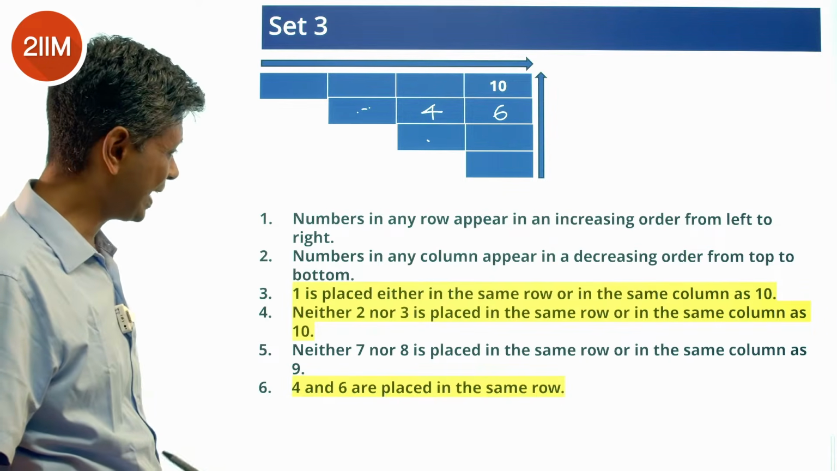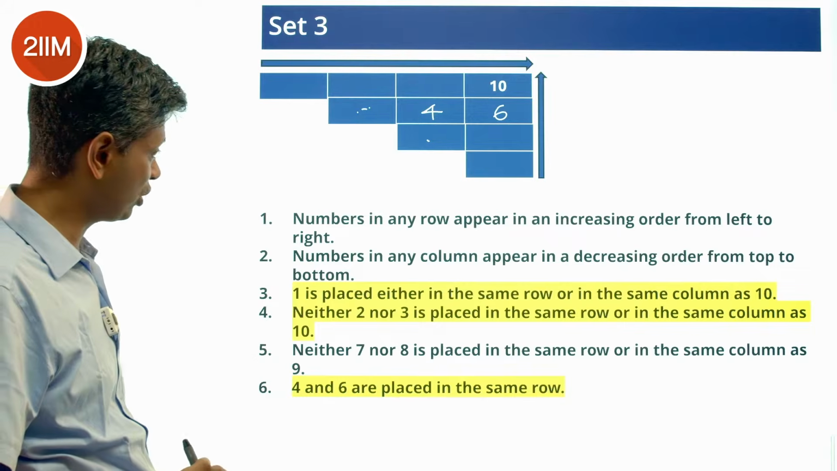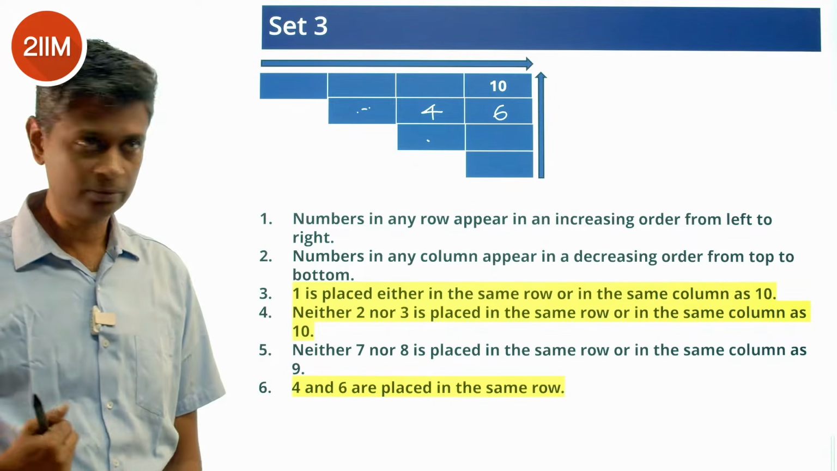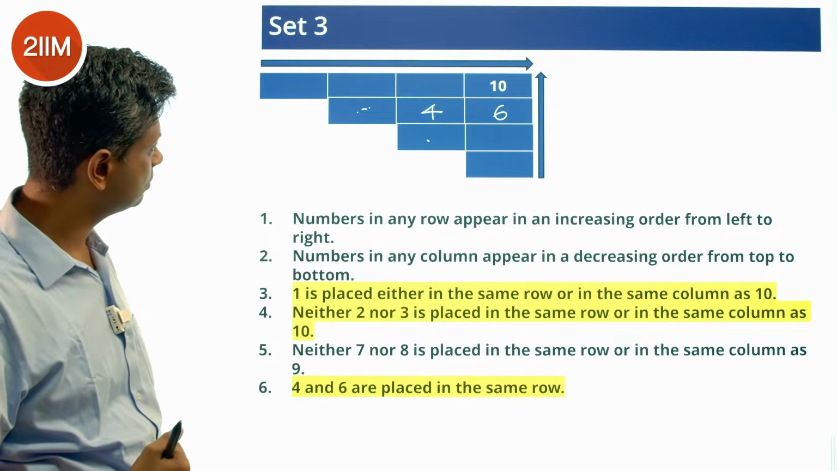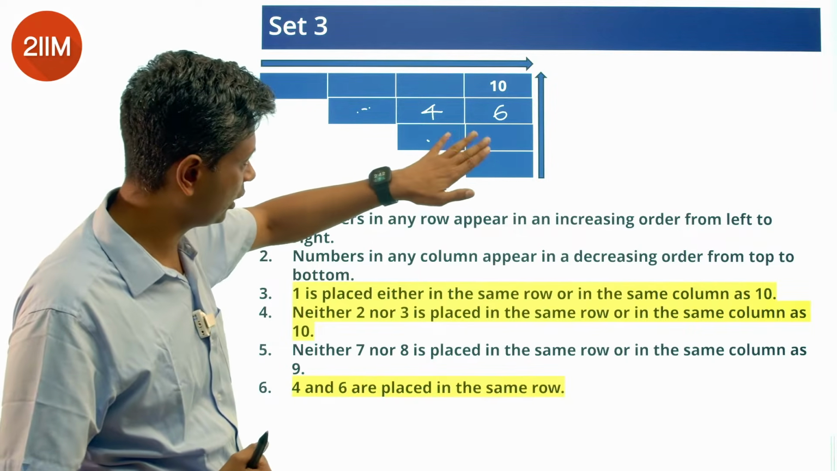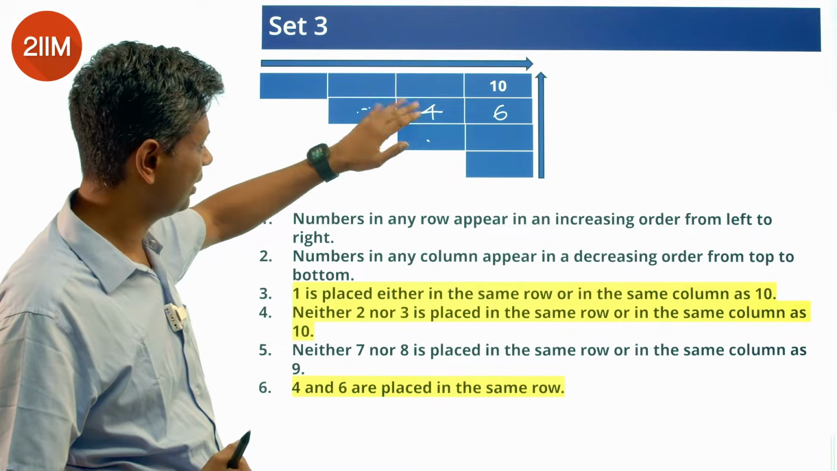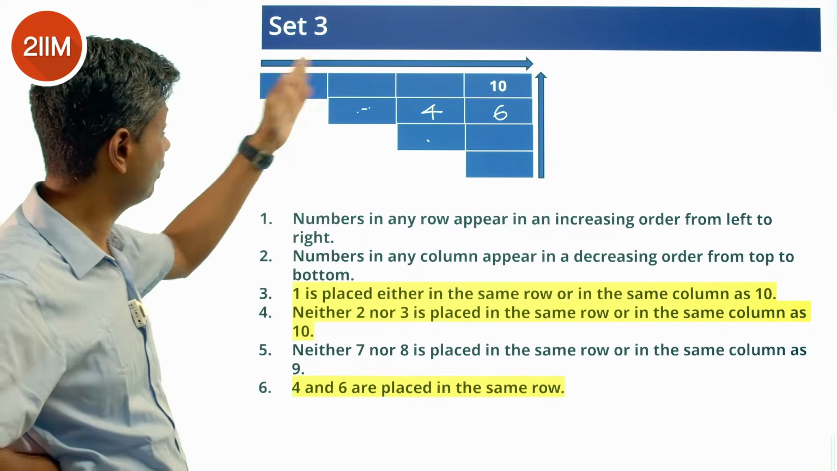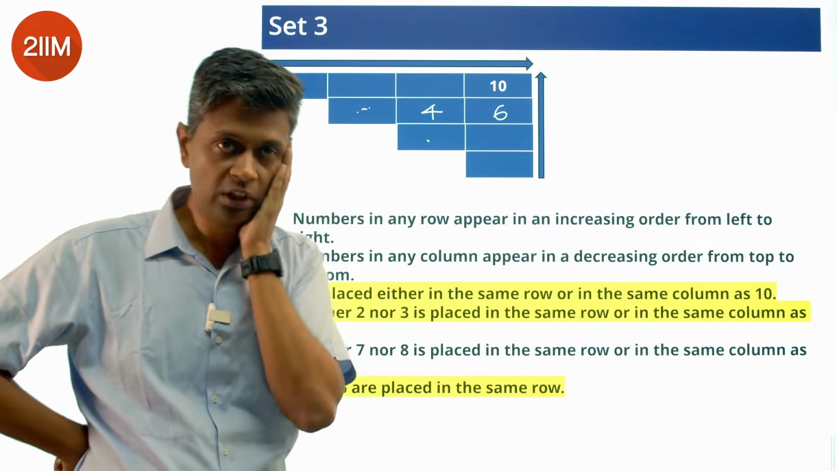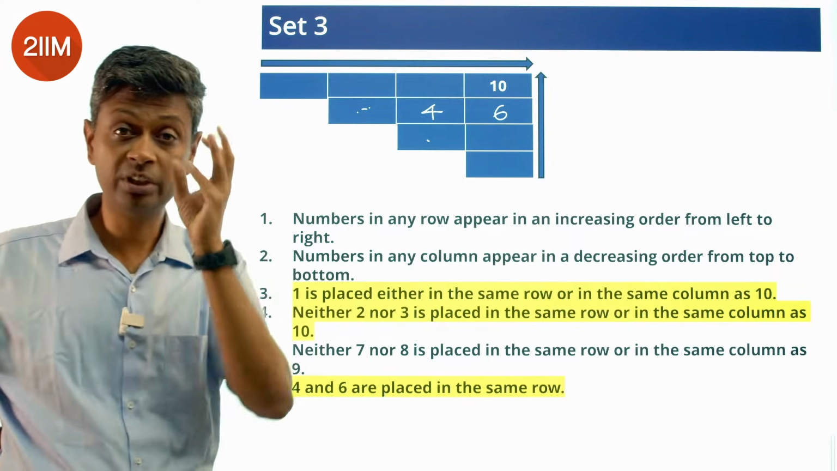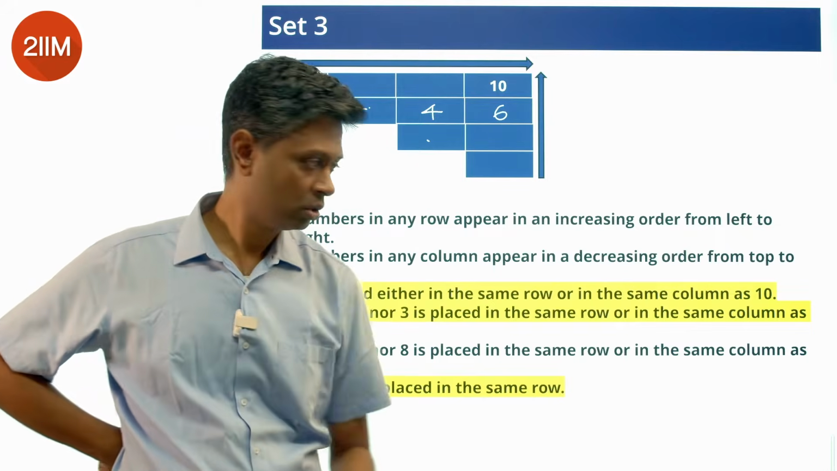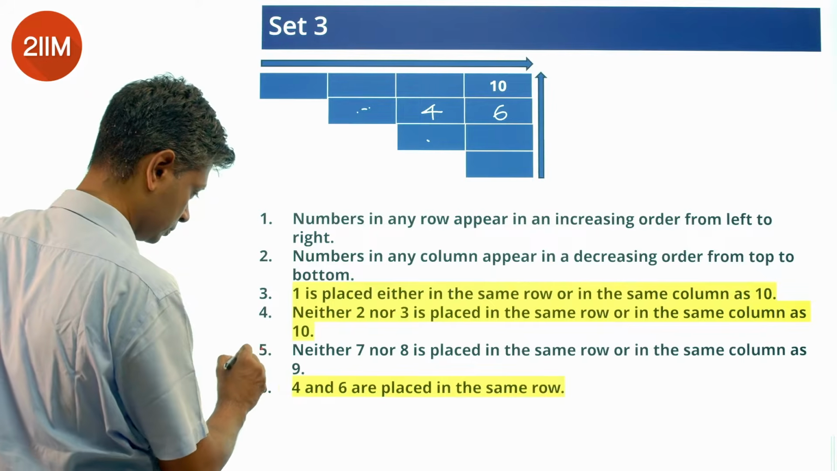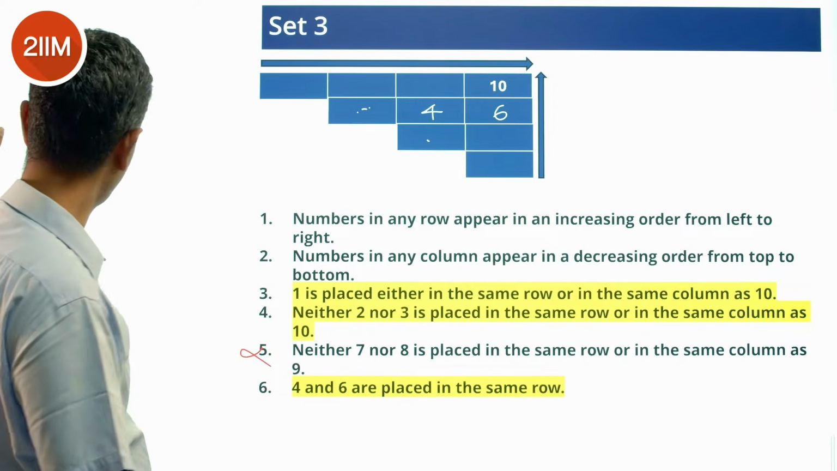Neither 7 nor 8 is placed in the same row or in the same column as 9. Now 9 has to be accommodated. 9 cannot come below here, cannot come here, 9 has to come there. Not just 9, 7 and 8 also have to come here. You need to have 7, 8, 9, 10. It's the only possibility. The moment we say 7, 8, 9, 10 are the only possibility, 7, 8, 9, 10 have to be in one row. That doesn't work. So this possibility is also ruled out.